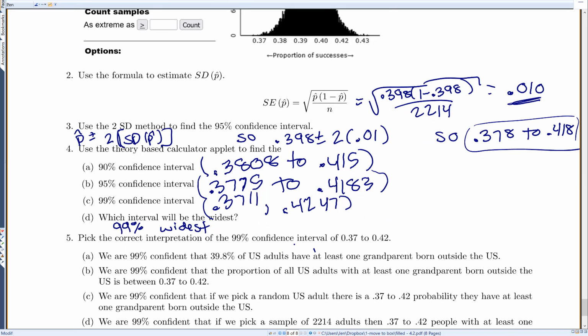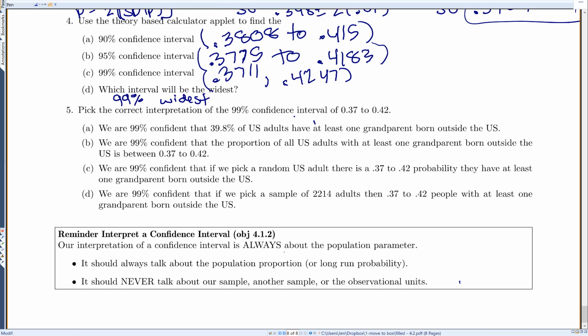And finally, let's pick our correct interpretation. Let's remind ourselves of the interpretation. Our confidence interval is always about the population parameter. So it should always talk about the population proportion, or it might call it long run probability. It should never talk about our sample or another sample or observational units. By that, I mean individual people or individual whatever you're talking about. Okay, let's try these out now.